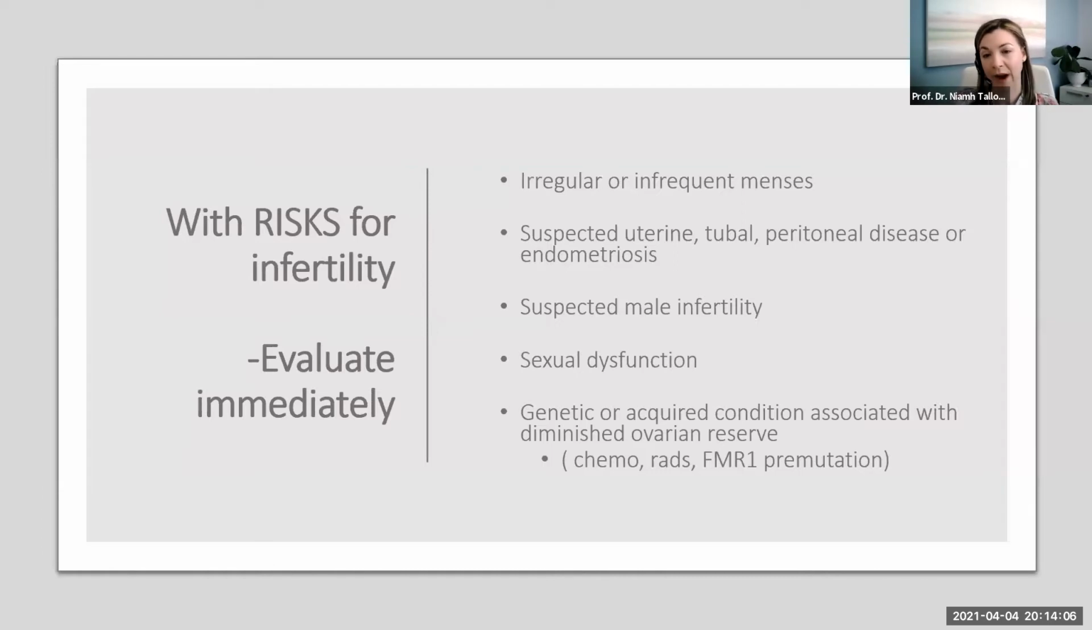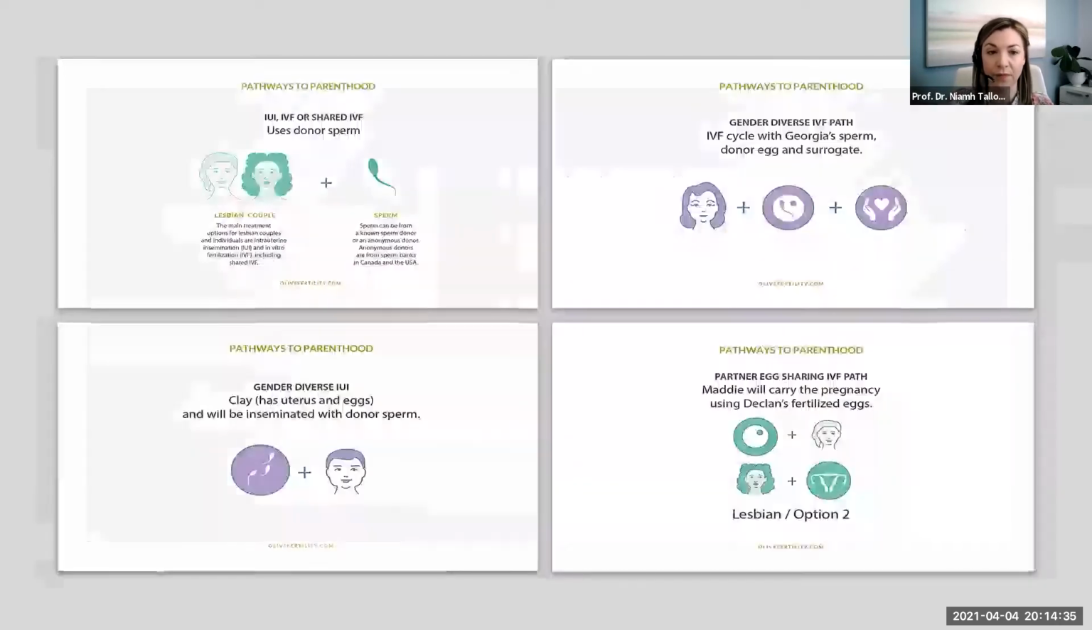Or someone with a background history of an STI or significant pain that makes you suspicious for a peritoneal disease like endometriosis, or if there's suspicion for male factor infertility, if there's overt sexual dysfunction that prohibits couples from getting together, or if there's a background history of genetic or acquired conditions that may be associated with diminished ovarian reserve. So someone who's previously had chemotherapy. These patients would be seen right away.